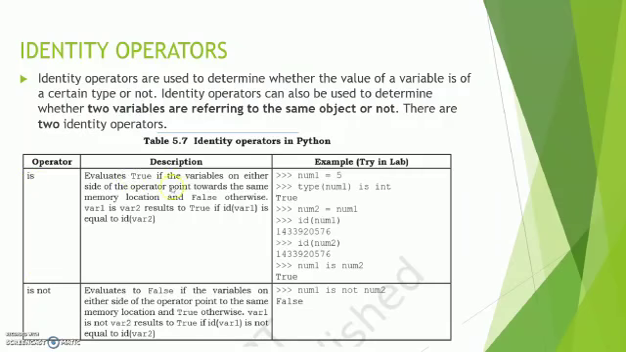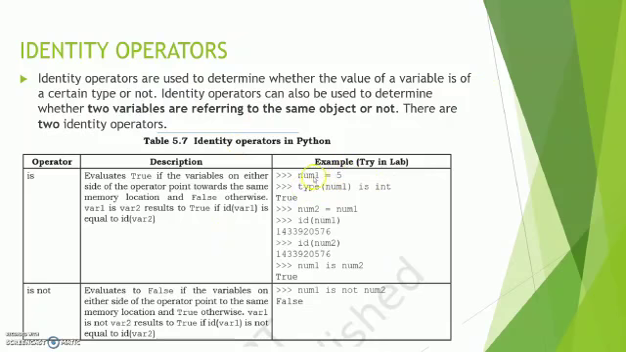The first one, is, evaluates true if the variables on either side of the operator point towards the same memory location, and false otherwise. That is to say, if we have two variables, the result will be true only if the variables on both sides point towards the same memory location. That is, they are both of the certain type. They are both the same kind of variables.